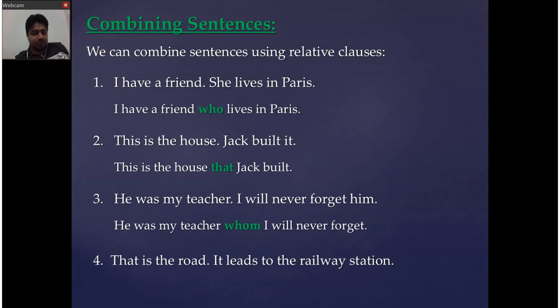Yet another example, that is the road, it leads to the railway station. We can simply say, that is the road which leads to the railway station. Right, we make them one sentence. Let's talk about a couple of things here, two notes.